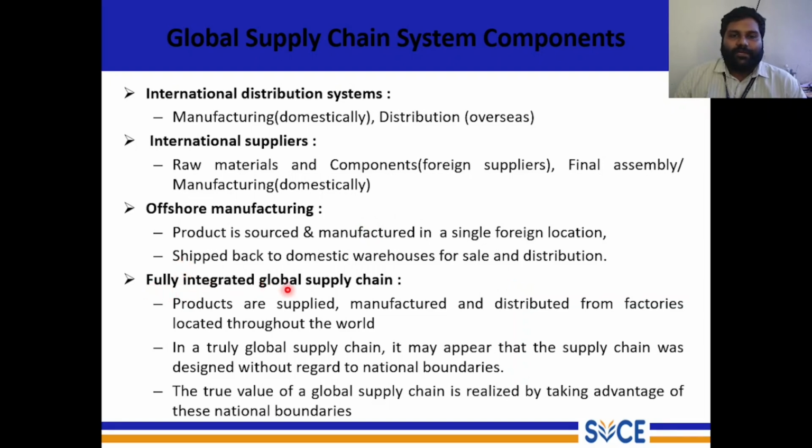Fully integrated global supply chain. Products are supplied, manufactured, and distributed from factories located throughout the world. In a truly global supply chain, it may appear that the supply chain was designed without regard to national boundaries. The true value of a global supply chain is realized by taking advantage of these national boundaries.